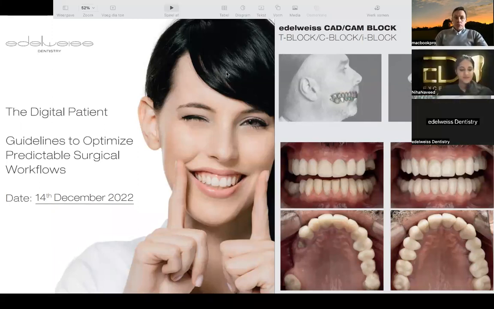Everyone asked me to talk today a little bit about the digital patient, because I will talk you through the story of how we came to this special block, which Daisy just mentioned to us. And we will finish with the case which you see at the right side of the screen, a full rehabilitation in the upper and lower jaw, made totally with this block.